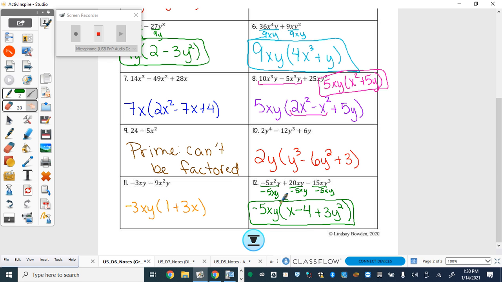So the next page in your packet, it says factoring using GCF practice 2. Try that one on your own and then reach out to me to see if you have any questions and to check to see if your answers are right. So that practice page number 2 is what you're going to be working on next.